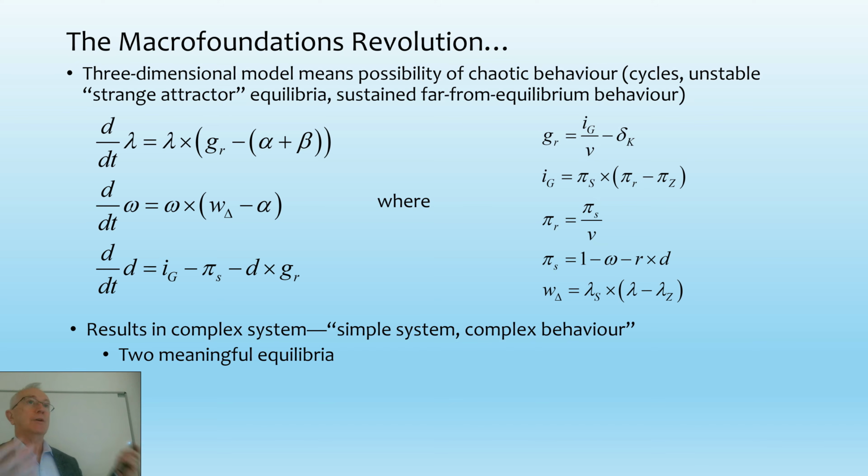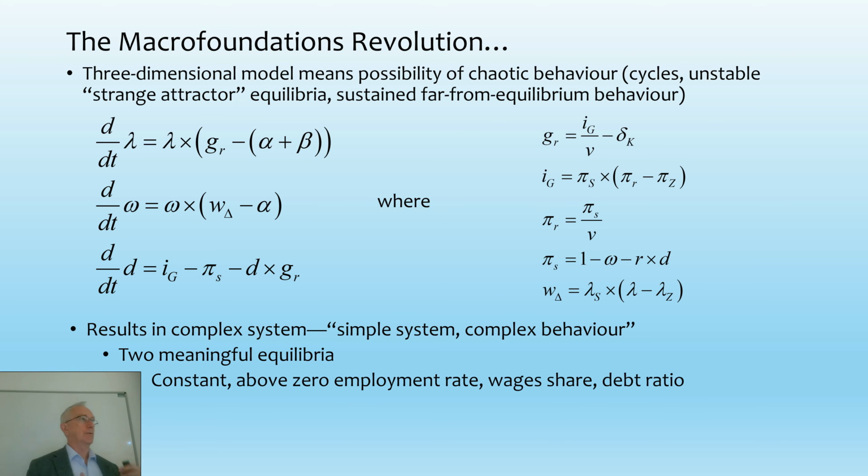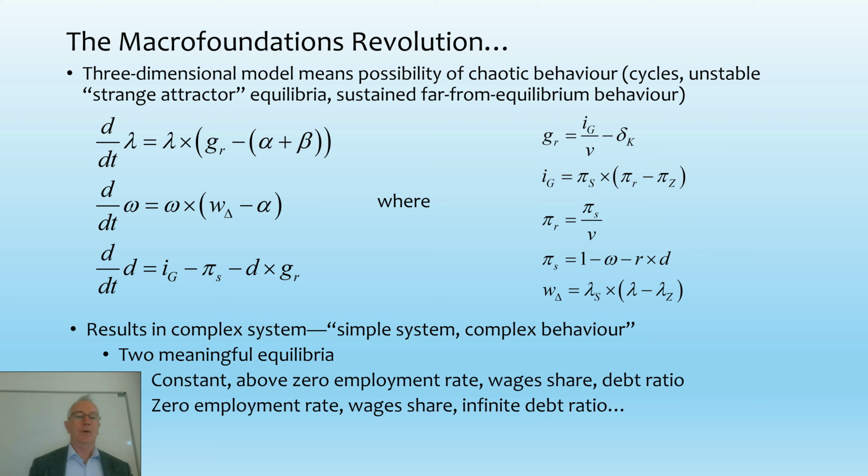Now, the model with three system states has three equilibria. One of them is meaningless. It's negative values for everything. But the other two are meaningful. One has a constant level of employment, constant wages share, and constant debt ratio. That's an equilibrium you'd like to get to. Some of my fellow researchers call that the good equilibrium. And there's another one with zero employment, zero wages share, and infinite debt. That's the bad equilibrium. You don't want to get there.